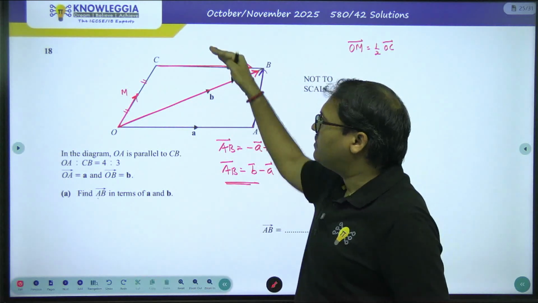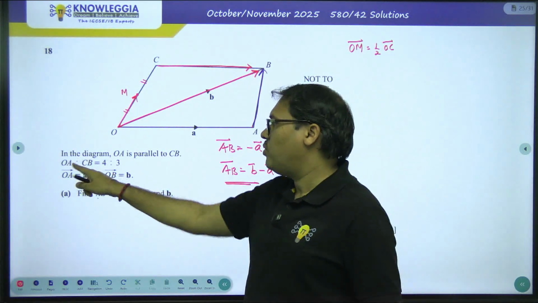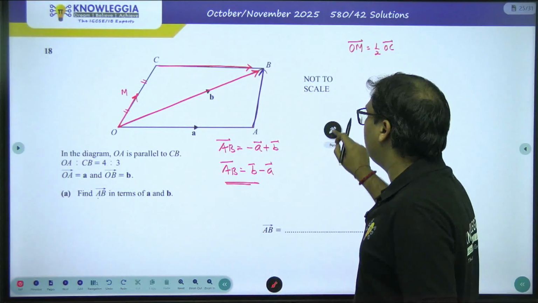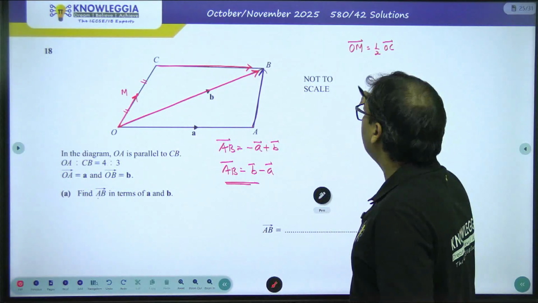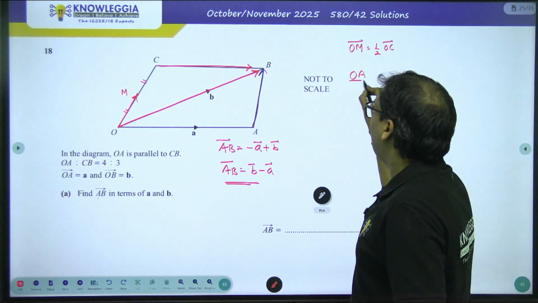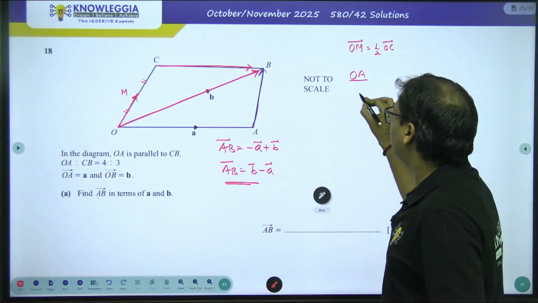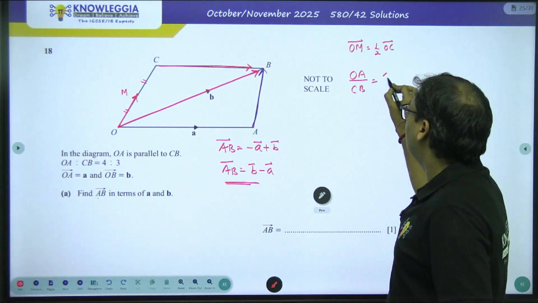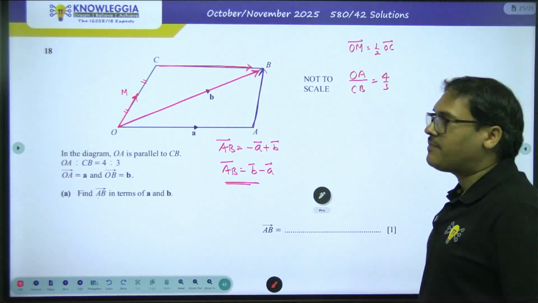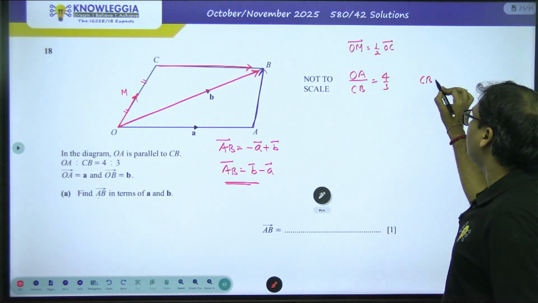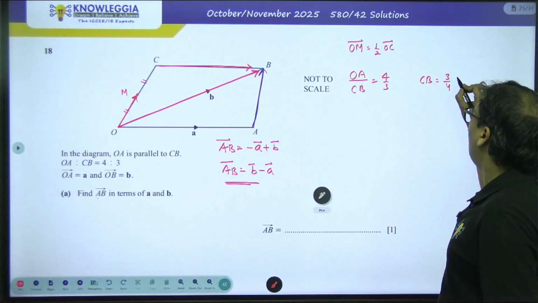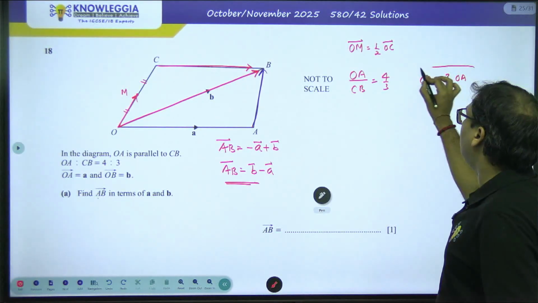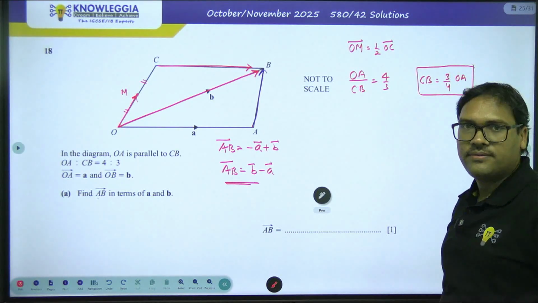Because this is parallel to this, and it is given the ratio of OA and CB. So we can see here that the ratio of OA and CB is 4 by 3. That means CB is 3/4 of OA. The length of CB is 3/4 of OA.